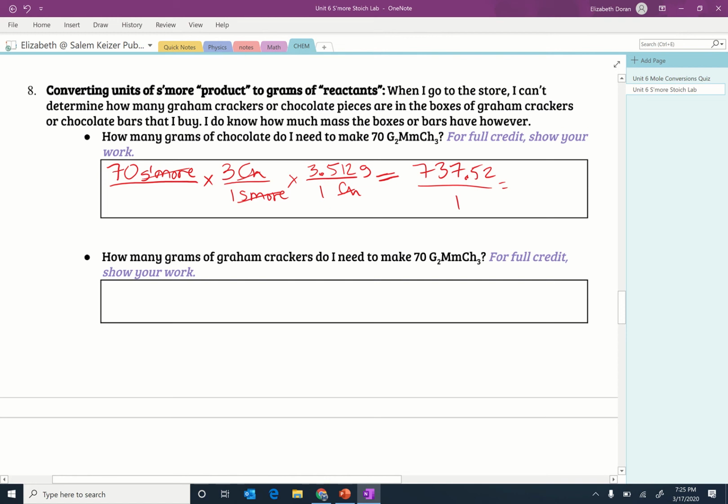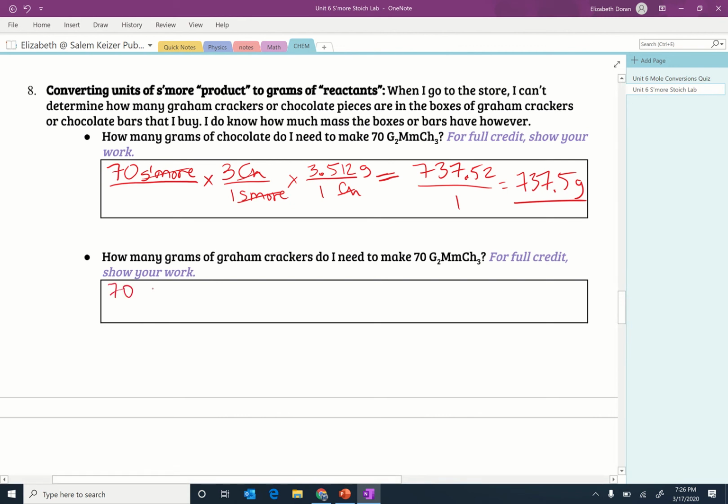So we look at the number that we're given, the number that we know is the 3.512. That was a measured average. The 70 and 3 are counting numbers, so they don't go into our significant digit calculation. So we know we're going to have to report 4 sig figs. So that will end up being 737.5 grams. Okay. So that's how much chocolate you need to make 70 s'mores, the mass of the chocolate that you need.